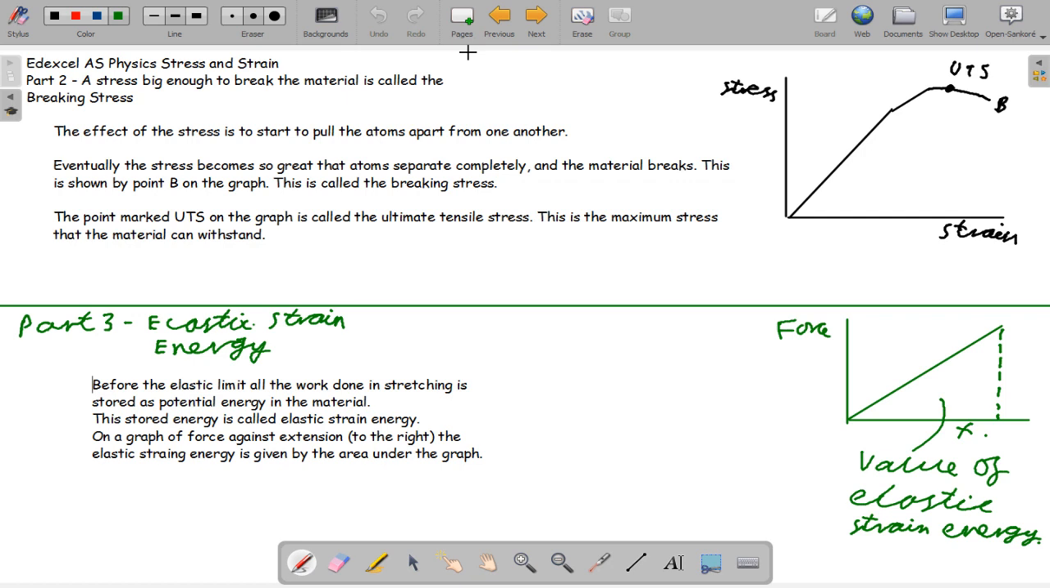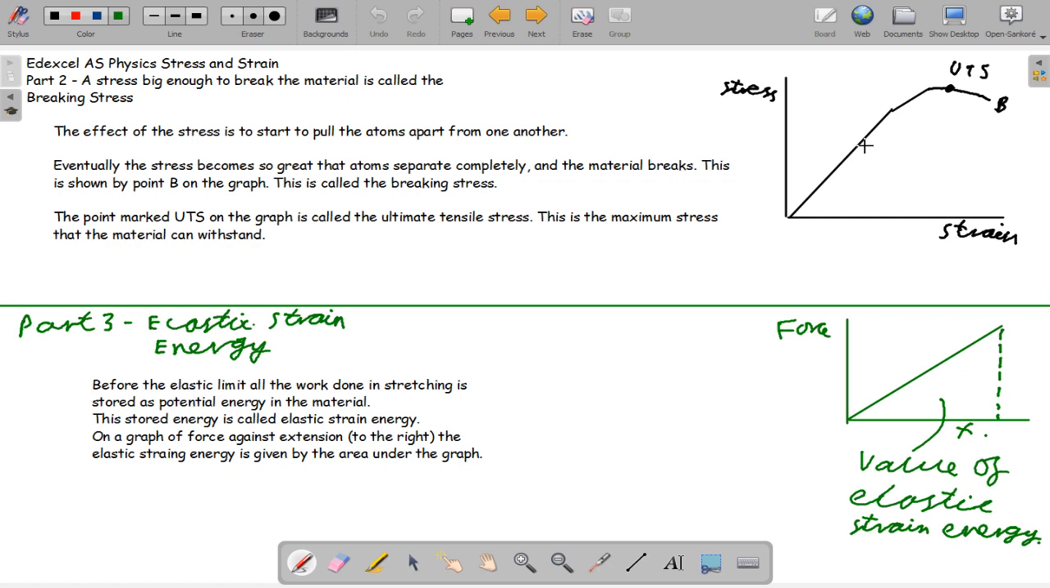The point marked UTS on the graph is called the ultimate tensile stress. This is when the maximum stress that the material can withstand happens. The point marked UTS on the graph is called the ultimate tensile stress, which is this part here. And yeah, I've just explained it. It's the maximum stress that the material can withstand.